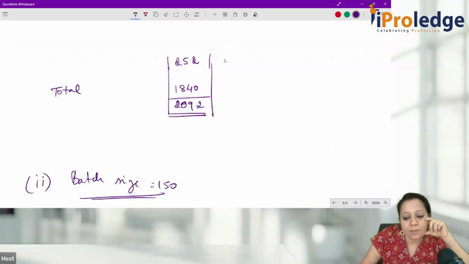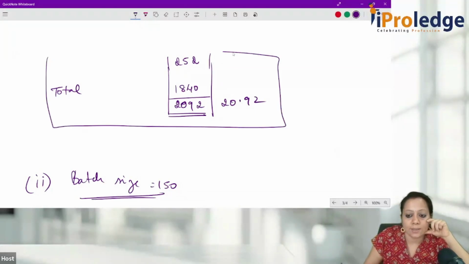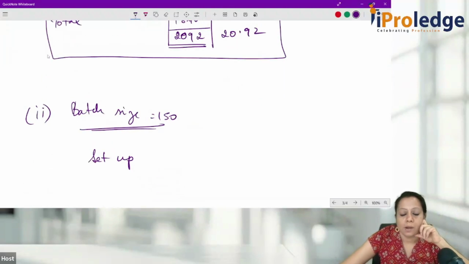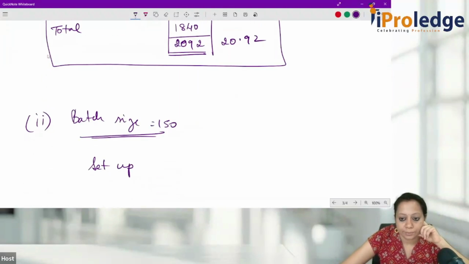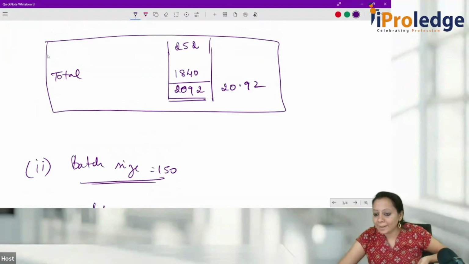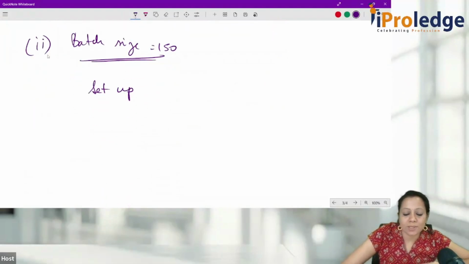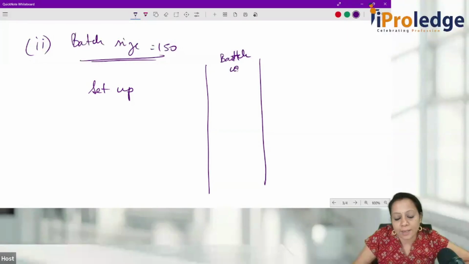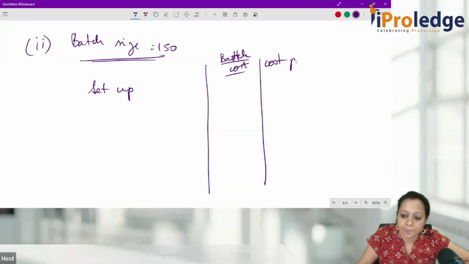And the total cost per unit will be 22.92, right? Yeah. That also you can just write down. All right. Yes, ma'am. So now setup cost is going to be, again, this is going to be batch cost and this is cost per component. Batch cost and the cost per component.